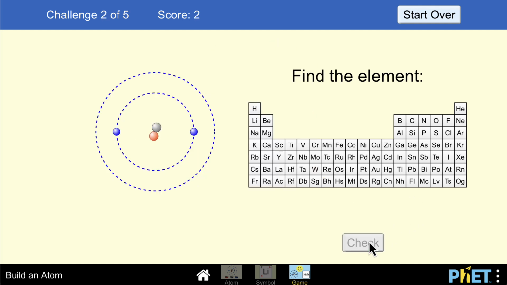Next, find the element. How can I do this? Don't look at anything except for the protons. How many protons does it have? It has only one proton. That means its atomic number is 1. So it's a hydrogen atom. Is it a neutral atom or ion? So as you can see, you have one proton and you have 2 electrons. So that means it's an ion.